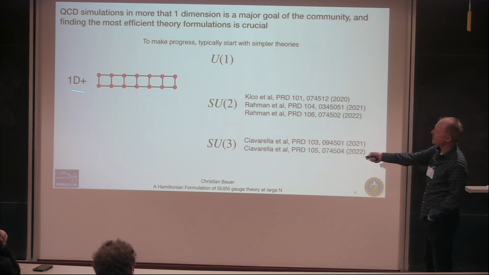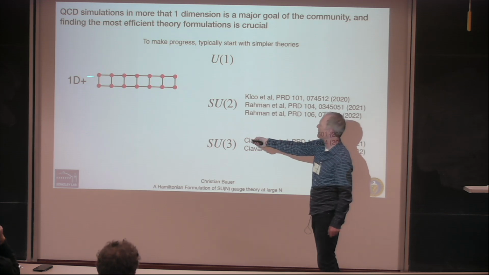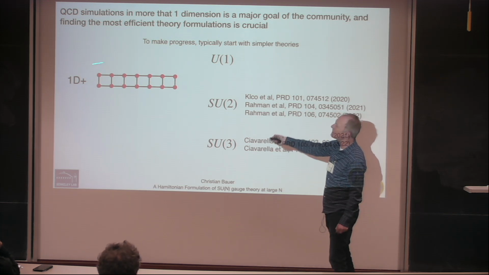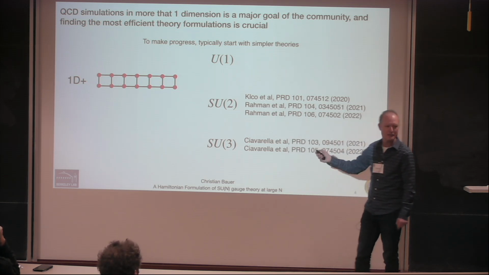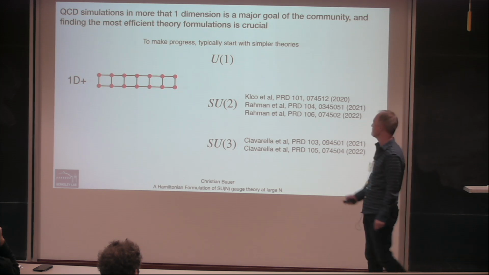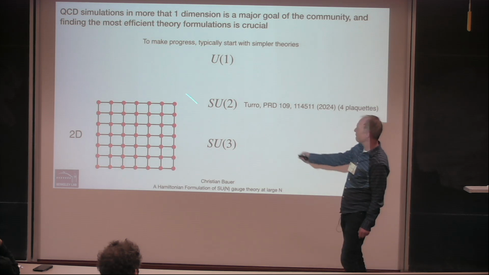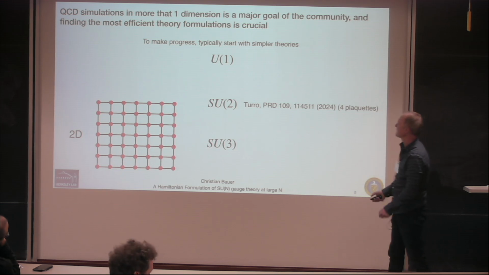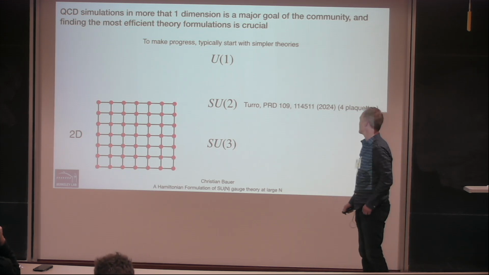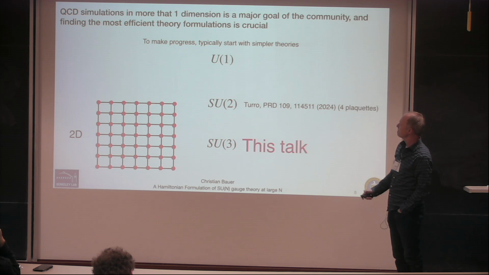There's also an interesting thing which I call 1D plus theories, which is in 2D, but sort of a plaquette chain. The reason this is a pretty big step forward from 1D theories is that you have dynamical gauge fields. You can't just integrate out the gauge fields. So this is a pretty significant step forward. There's been quite a lot of work in SU(2) and SU(3) in full 2D, not just a chain of plaquettes but a number of plaquettes in both directions. There's some work in SU(2) that I've shown here, and then in SU(3) I want to tell you what we have done, which is what this talk is about.